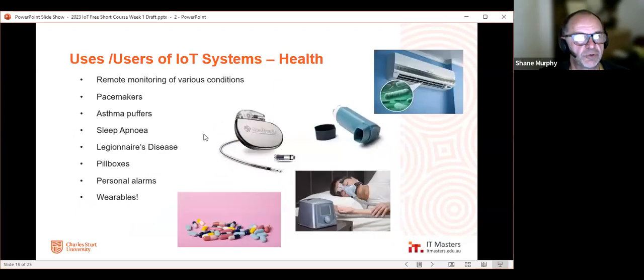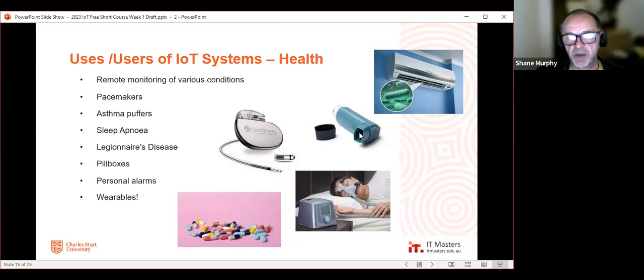Health is a huge user of it, often driven by government regulation, but also driven by things like health insurance companies, particularly in the United States. It started out as remote monitoring for various conditions, like pacemakers. There are ways of downloading the data from pacemakers, more so where the person actually had to come in somewhere and have it downloaded. I don't think they transmit their data directly at the moment.